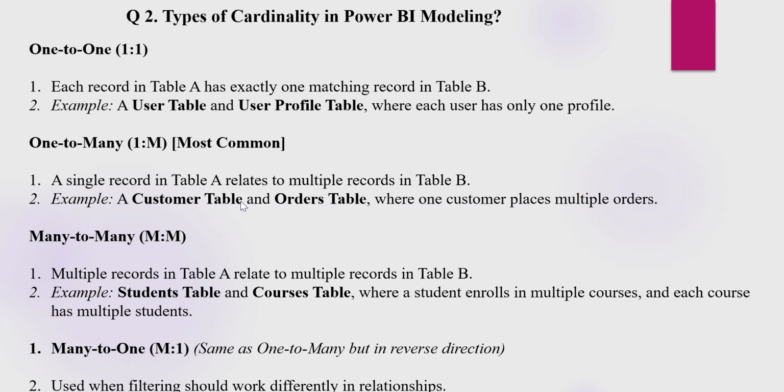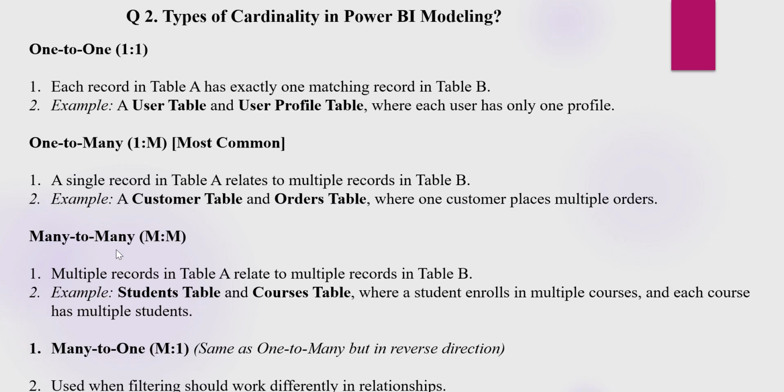And for a one to many relationship, a single record in a table is related to multiple records in table 2. For example, a customer table and an order table where one customer places multiple orders. In e-commerce websites, people have only one account, but they order many times from that website. That time the one to many concept comes into the picture.